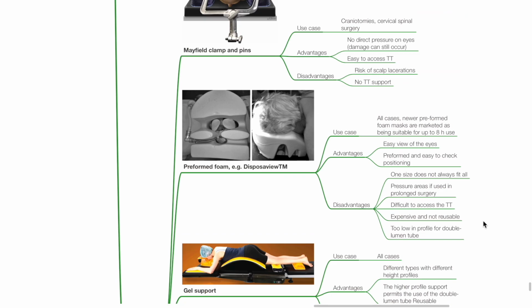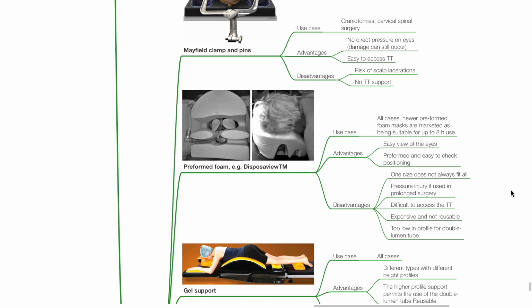Preformed foam, such as the Disposa View. Use case: for all cases, newer preformed foam masks are marketed as being suitable for up to 8 hours of use. Advantages: it provides easy view of the eyes. It is preformed and easy to check positioning. Disadvantages: one size does not always fit all.